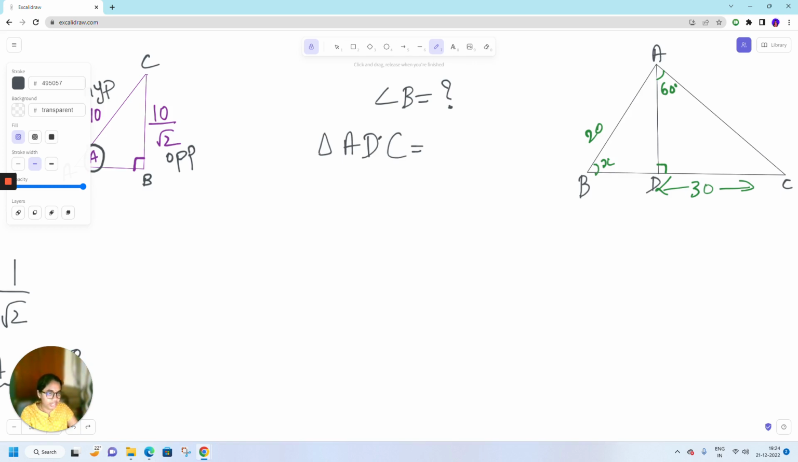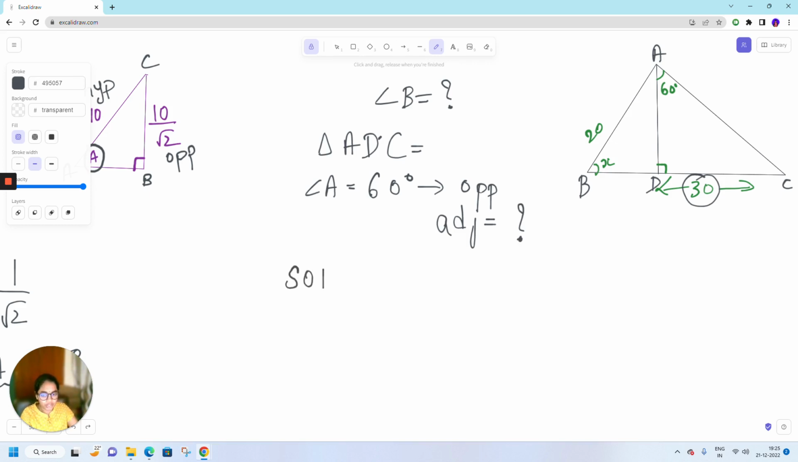Observe triangle ADC, what do we have? They have given us angle at A. Angle at A is 60 degree. They have given DC value. DC value is 30, right? So if DC value is 30, that is the opposite to 60 degree, right? So we know the opposite value. We need to find AD. What is AD? AD is the adjacent.